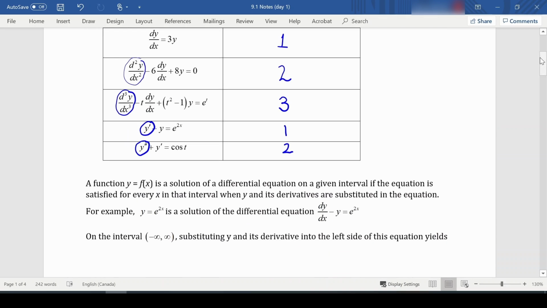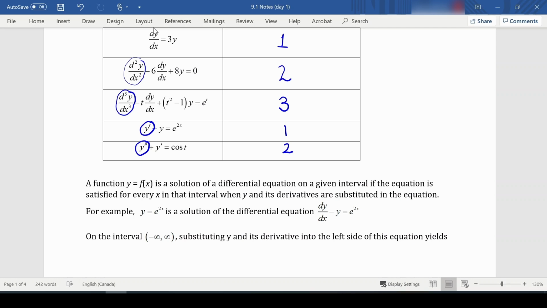So we say a function y equals f of x is a solution of a differential equation on a given interval if the equation is satisfied for every x in that interval when y and its derivatives are substituted into the equation. So for all the ones we saw, if we were given some equation y, it is only considered a solution if you can plug it into the equation along with its derivatives, dy dx, possibly a second derivative or a third derivative as well, and it actually works out in your equation.